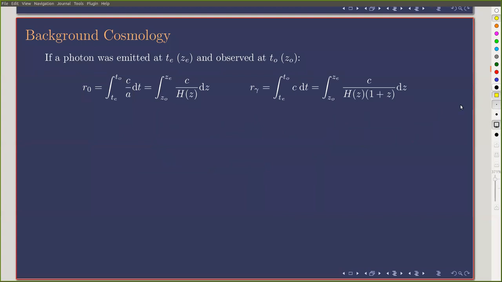Most of the things which we'll be using, for example calculating the mean free path or calculating optical depth, we'll use the light travel distance, because we will be tracing the path of the photon. But when we want to, for example, calculate the distance between two sources, then the comoving distance is a more useful quantity, because it remains constant with the expansion of the universe.